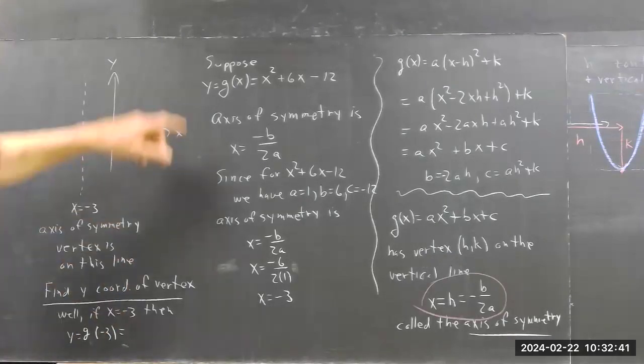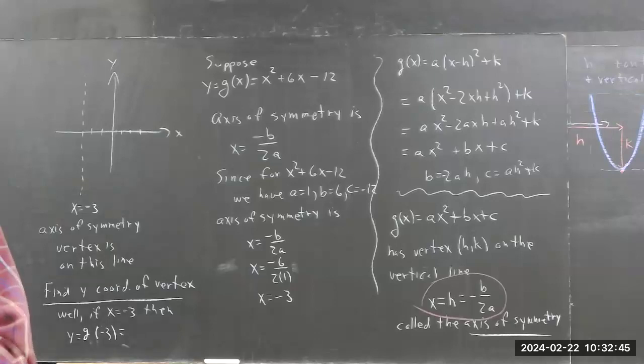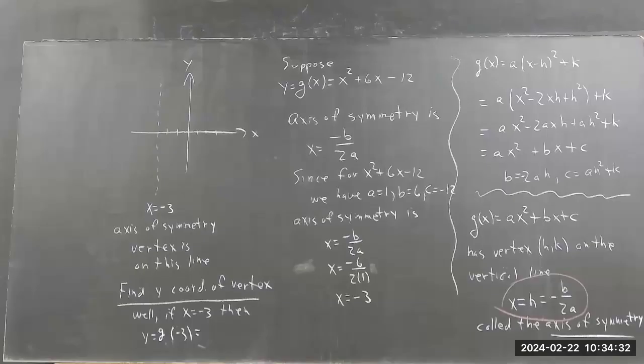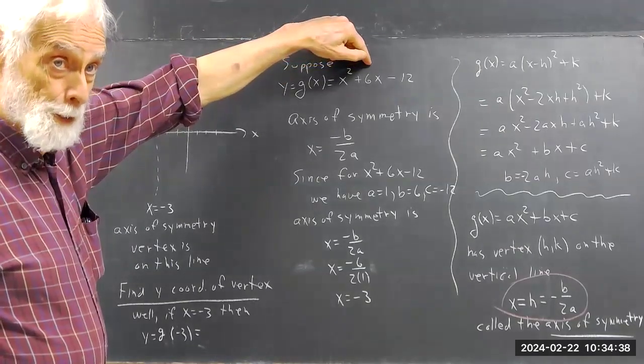Not positioned very well, but it's g of -3. So evaluate g of -3 for me. Okay, now some people seem to have lost track of what function we're dealing with. We're dealing with this function, okay?